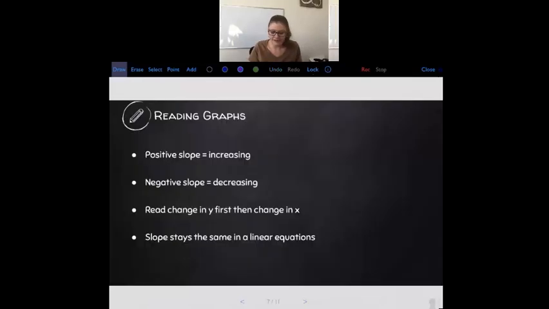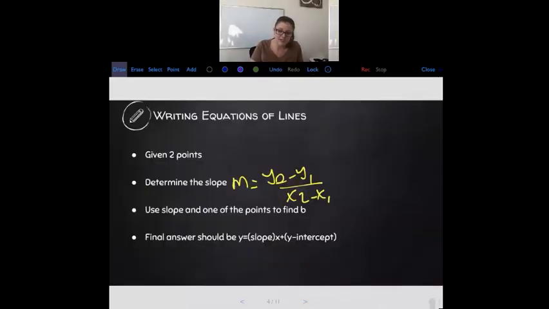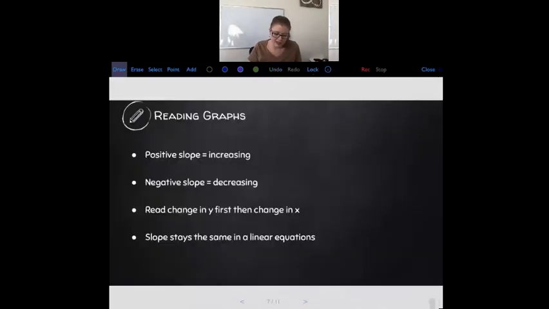Next, let's talk about reading graphs. So remember that if a line has a positive slope, that it's increasing. If a line has a negative slope, it's decreasing. And when we talk about slope, you look at change in y over change in x. We're going to deal with slope as a rate of change, and when we're talking about it, we have to follow our slope formula, which is the vertical change divided by the horizontal change, or change in y over change in x. And then what happens in linear equations is that the rate or the slope remains constant.